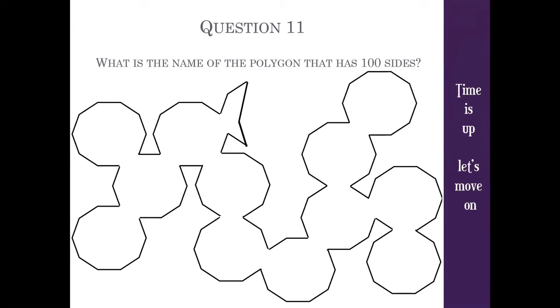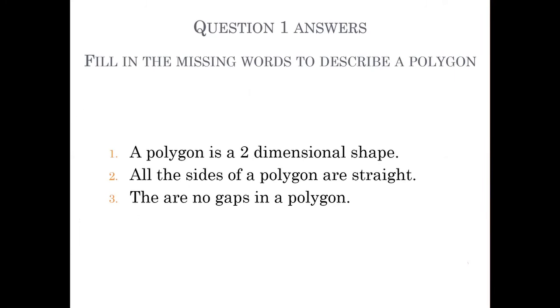Well, that's the end of the questions. Let's move on to the answers. Question one, fill in the words to describe a polygon. A polygon is a two-dimensional shape. All the sides of a polygon are straight and there are no gaps in a polygon.